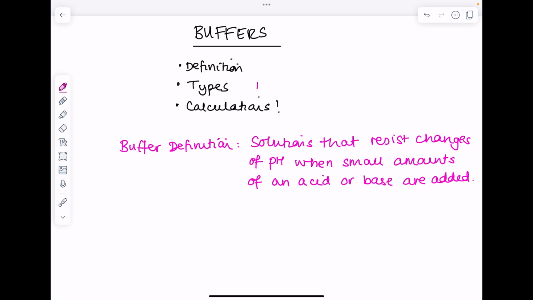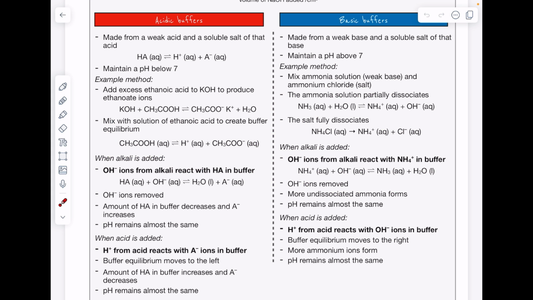So there are two types of buffer. One is an acidic buffer and the second type is a basic buffer. I'm now going to talk you through how acidic and basic buffers work. Remember, always bear in mind that you're trying to resist changes in pH when you add an acid or an alkali.